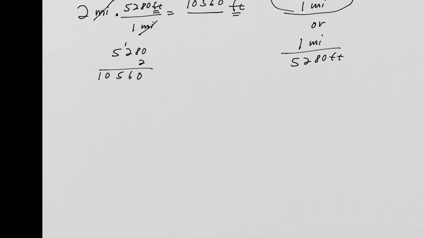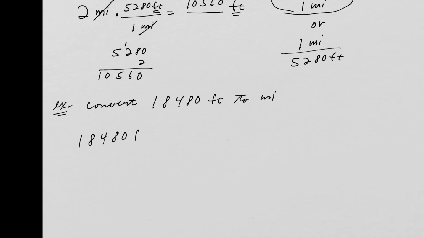Okay, what about the other way? What if I wanted to convert, let's say, 18,480 feet to miles. So I start with 18,480, and I want to end up with miles. So now, which unit conversion factor do I use?